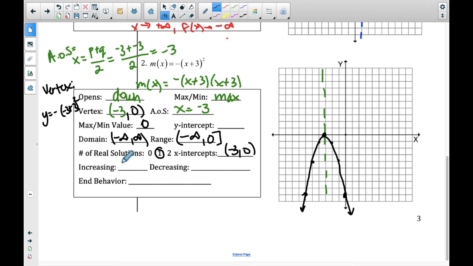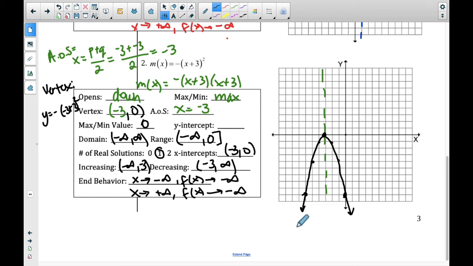And so it's increasing from -infinity all the way over to -3, those are our x values, decreasing from -3 to infinity. And end behavior: as x approaches negative infinity, f of x approaches negative infinity, and as x approaches positive infinity, f of x also approaches negative infinity. That just means on both sides, they're both going towards negative infinity.